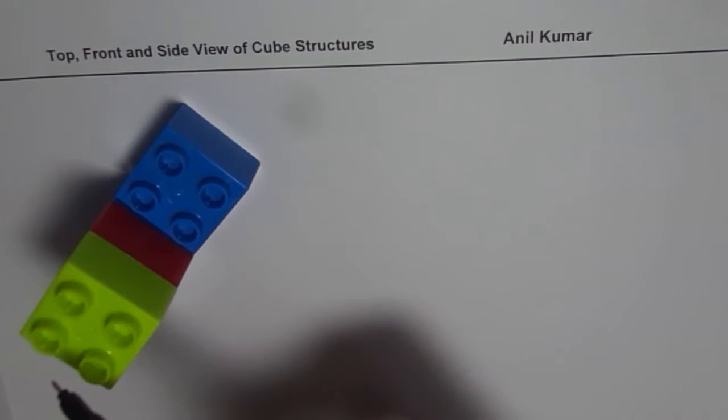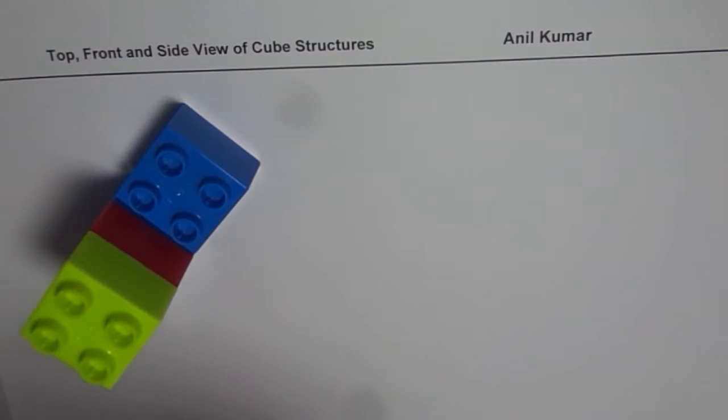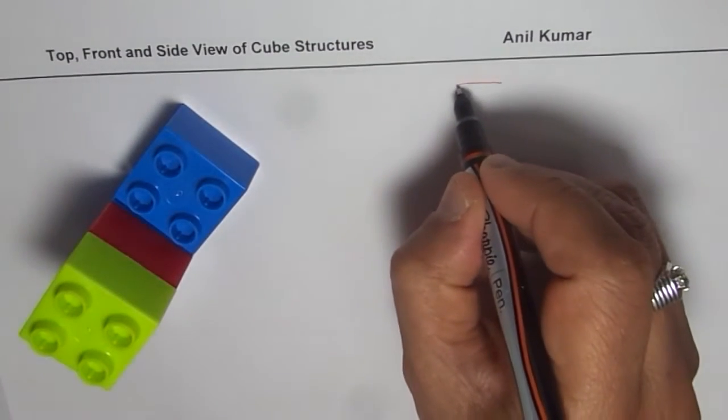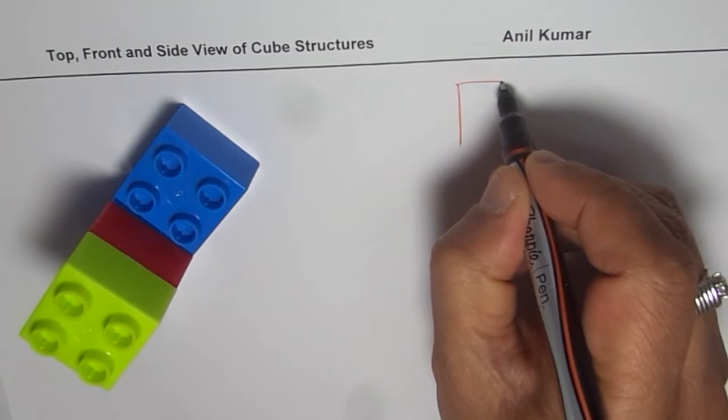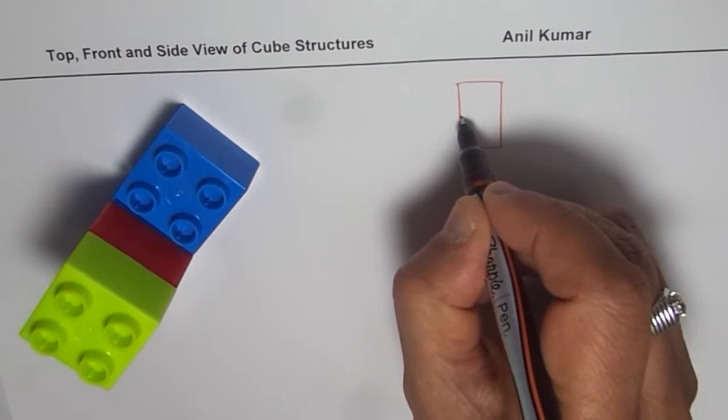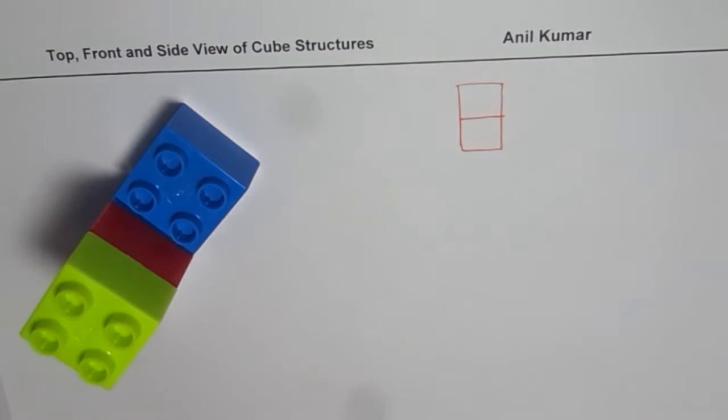When we see top view, we see as if we are standing right on top of the structure and looking downwards. So when we look downwards, we actually see two different squares, as you can see. So we can draw them as two different squares. So let this be our top view. So here are the two squares as you see.